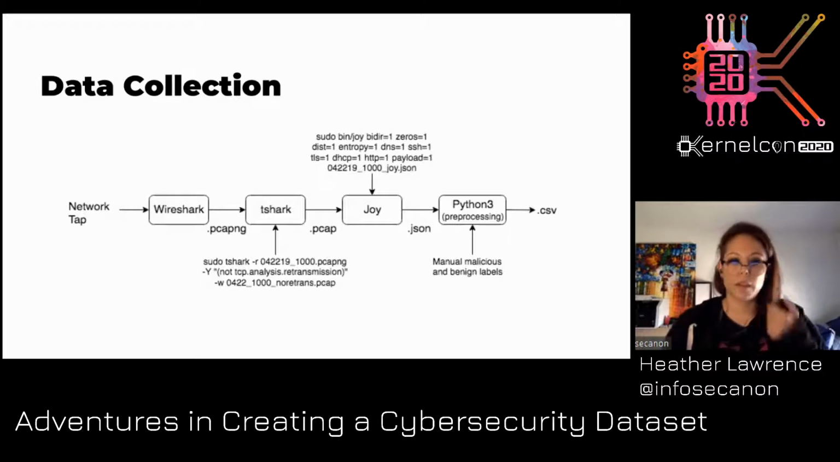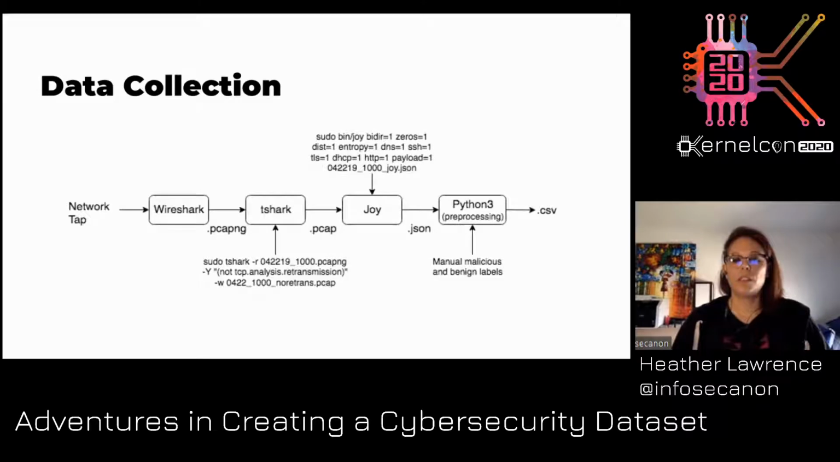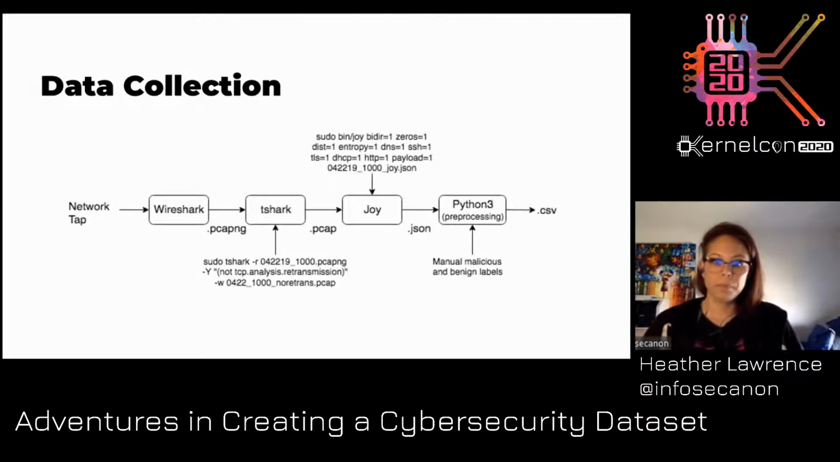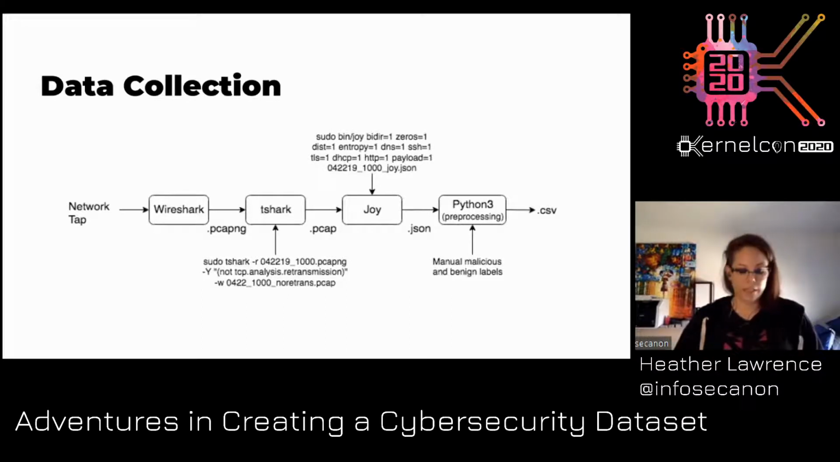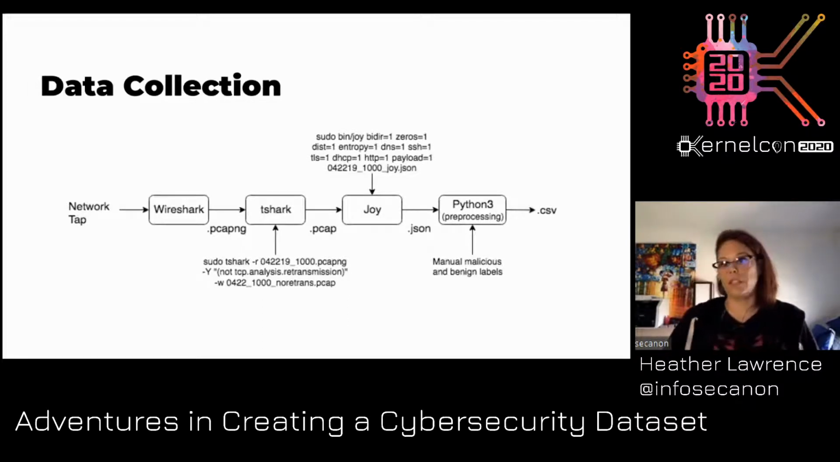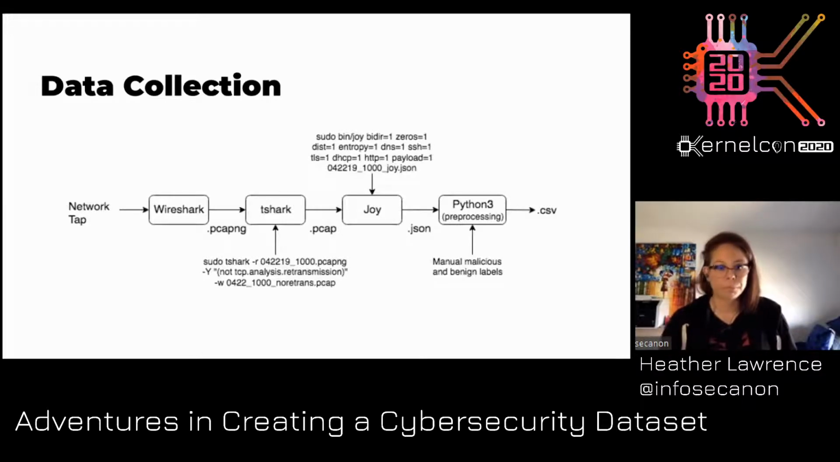Joy is a GitHub project through Cisco, and it provides additional metadata to the PCAP and spits out a JSON object. There are different parts of Joy that you don't normally get just by working with a PCAP. Joy will give you fields like entropy, total entropy, and standard deviations without you having to compute them on your own. Then you take the JSON, put it through Python 3 for pre-processing to get a CSV, and then you train your machine learning algorithms off of the CSV.